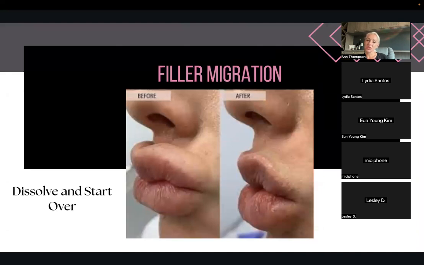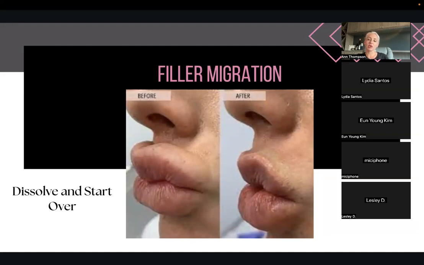Filler migration. This occurs in really 2 areas that we see the most, and that's going to be lips and tear troughs. Tear troughs is considered a very advanced procedure, excuse me, and there's not a whole lot of patients that are true candidates for tear troughs. Usually you can fix the tear trough region of a patient by just fixing their mid-face, meaning just by treating their cheeks. That will help with the tear trough.